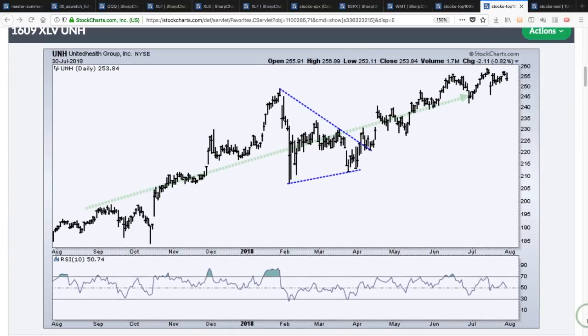United Health, definitely a leader because it hit a 52-week high here in July. So it's just kind of been working its way higher since April there. Nothing much to say here except the pullbacks are going to be opportunities, not threats.